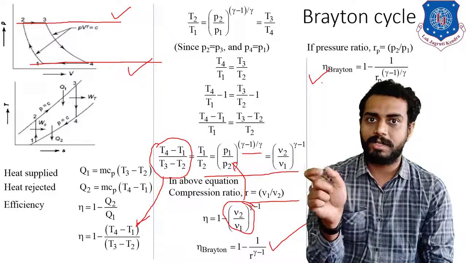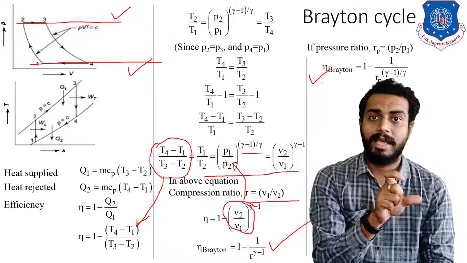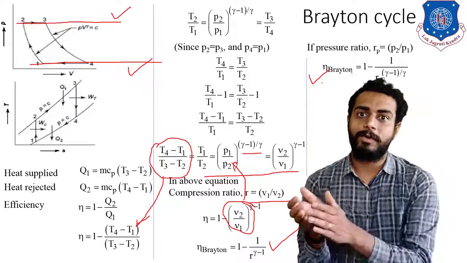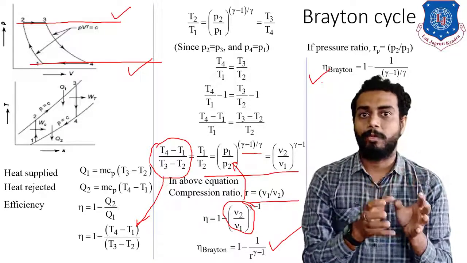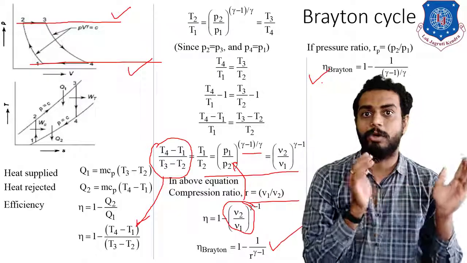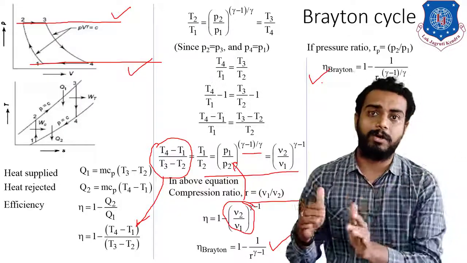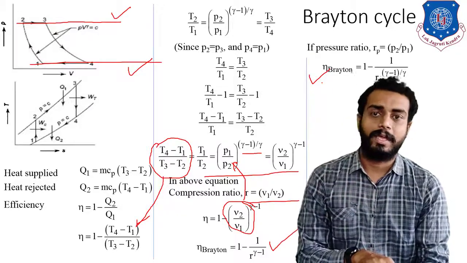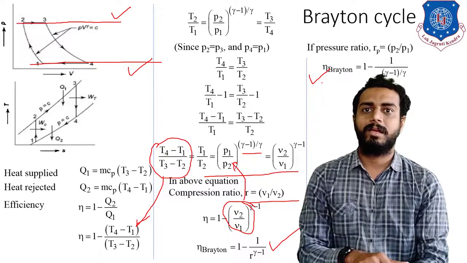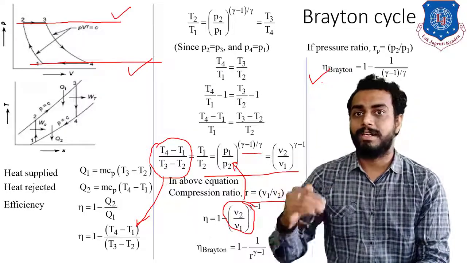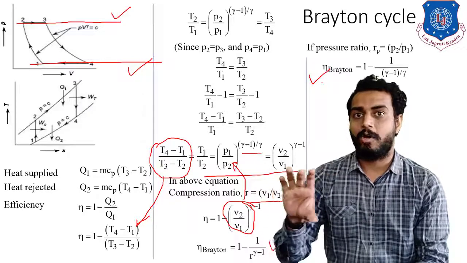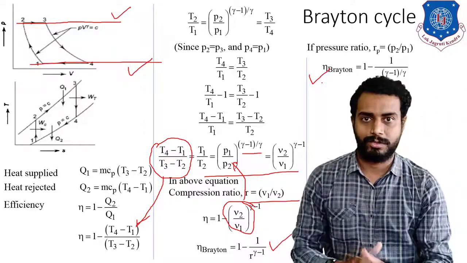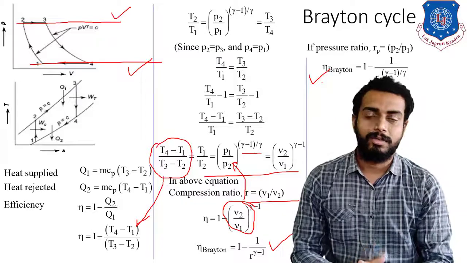Here, one more thing you should note, students: if you take the same compression ratio for the Otto cycle and the Brayton cycle, then the efficiency will also be the same. But you cannot use the Brayton cycle instead of the Otto cycle, because the components of the Brayton cycle have large volumes or are large in size, and compared to that, the Otto cycle is very compact. So that is a practical consideration you have to consider. Another thing is that in the Otto cycle, the operating pressure range is smaller, and compared to that, the Brayton cycle operates at higher pressure ratios.